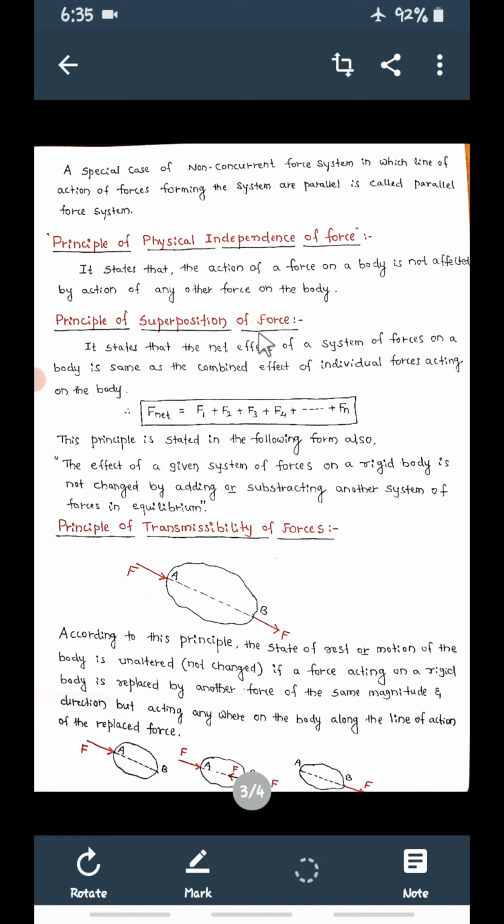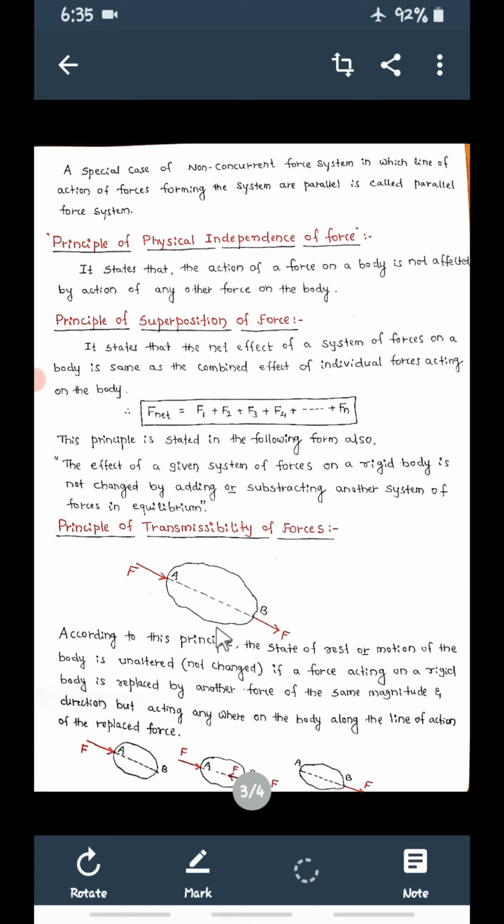That is called the principle of superposition of forces. And now the third law or principle is the principle of transmissibility of forces. This is important, remember, principle of transmissibility of forces. Okay, now take an example here.